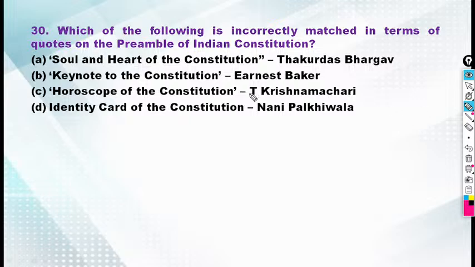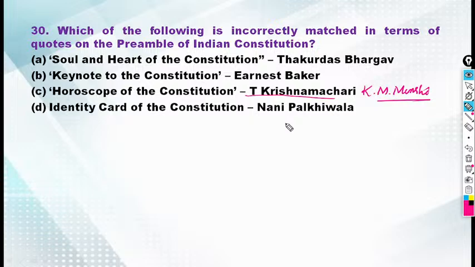So it was not by T. Krishnamachari, rather by K. M. Munshi, Kanhaiyalal Maneklal Munshi, a prominent member of the Constituent Assembly and also an important member of the Drafting Committee of the Constitution. He said that the preamble is the horoscope of the Constitution because one can study the future of the Constitution, or the future of the Indian state.